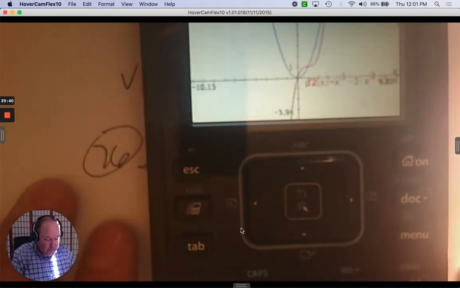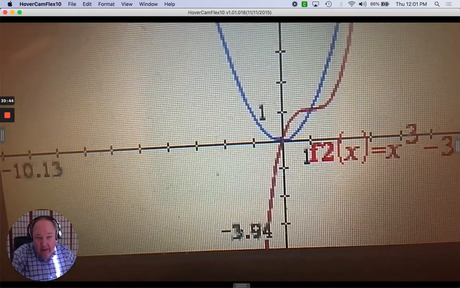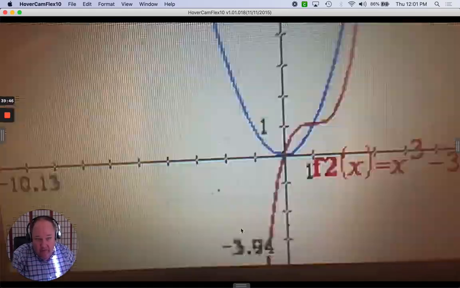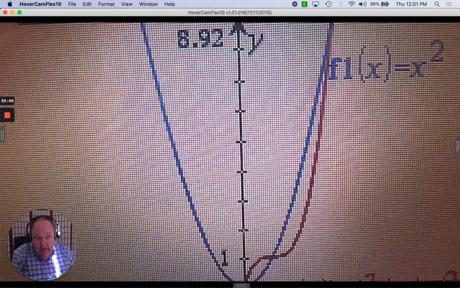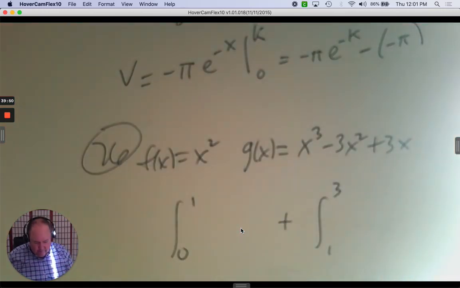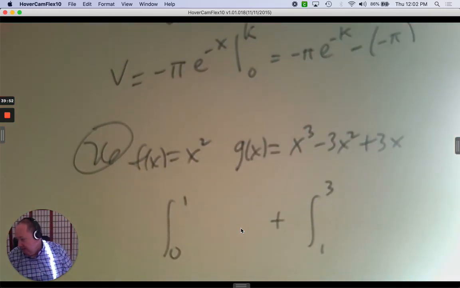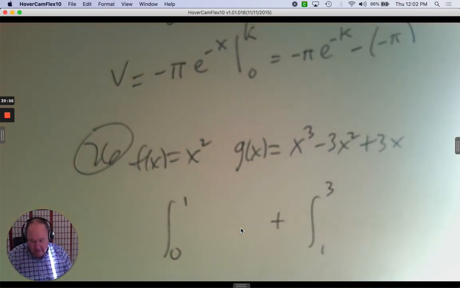If I go back to the graph, I just need to know which one's on top and which one's on the bottom. So for the first one, if I look real carefully, the red one is on top. And then for the second one, the blue is on top. All right. And then actually, do I have to find the area? Or just the setup? No, just the setup. Oh, wait. I don't think I need my calculator anymore.